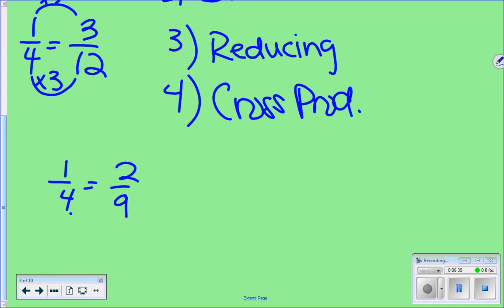Well, 1 times 2 is 2, right? 4 times 2 is 8, so I know that's not in proportion. Okay, so I have to multiply by the same number, top and bottom, to get my next thing. That's what I mean by multiplication.